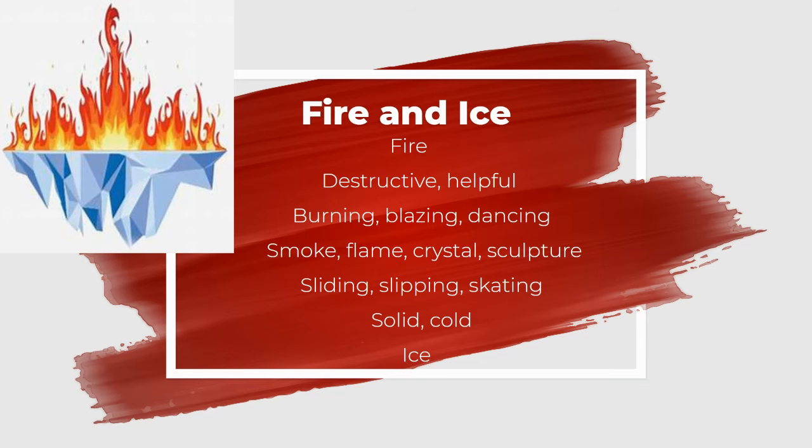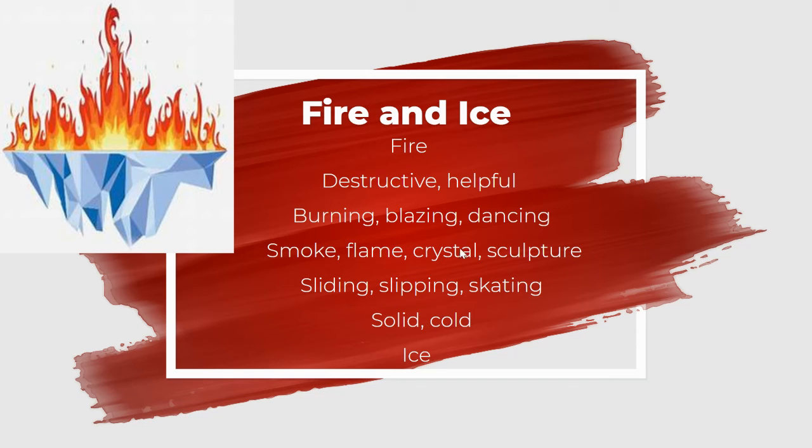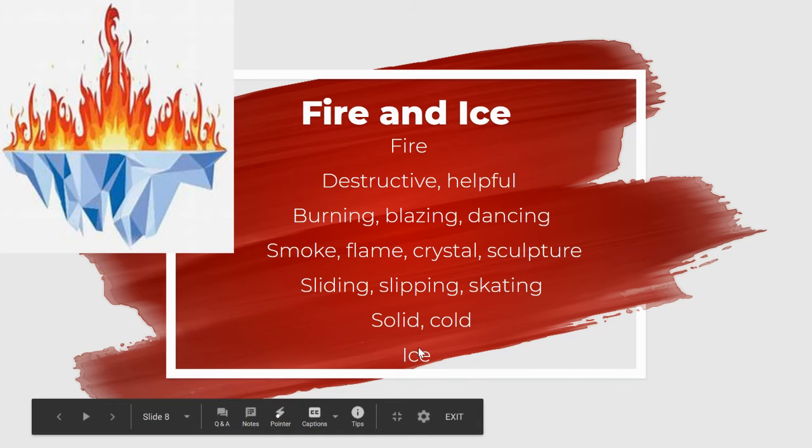Here's a sample. It's called Fire and Ice. You see those opposing nouns, fire and ice. Fire, destructive, helpful, burning, blazing, dancing, smoke, flame, crystal, sculpture, sliding, slipping, skating, solid, cold, ice. So you can see here that this first part of the poem relates to that first noun, fire. And here in the middle of line 4, it splits, and with crystal and sculpture and the rest of the poem, it starts speaking to ice.